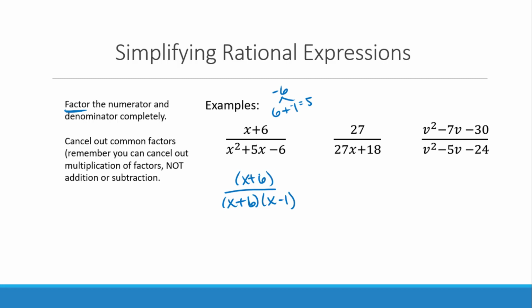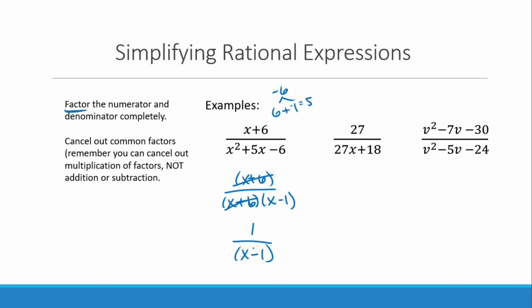Notice the x plus 6 are the same. Since these are being multiplied by each other, I can cancel out x plus 6 and x plus 6. Now, I've got to leave something in my numerator. Well, what is x plus 6 divided by itself? Anything divided by itself is just 1, all over x minus 1.